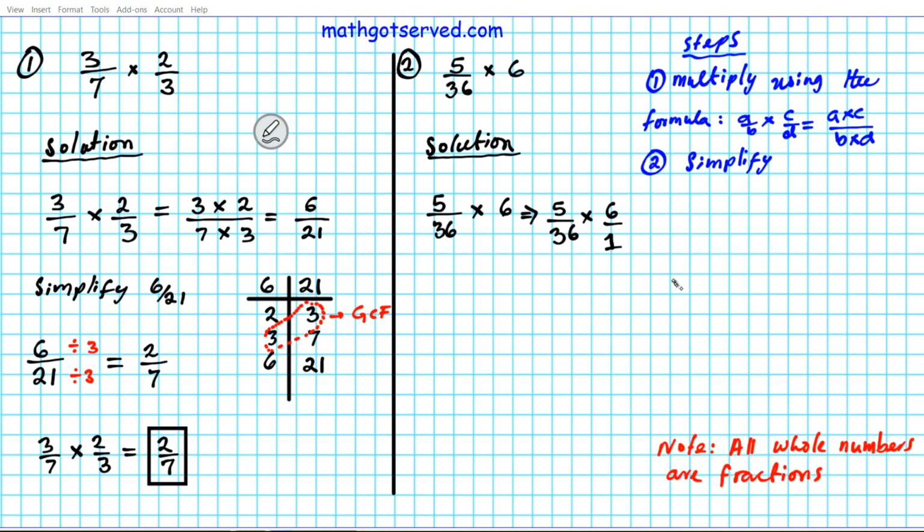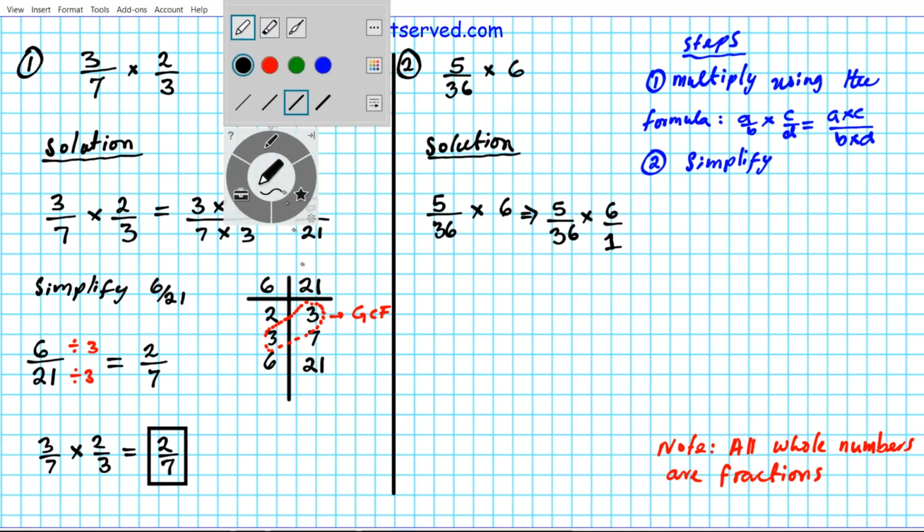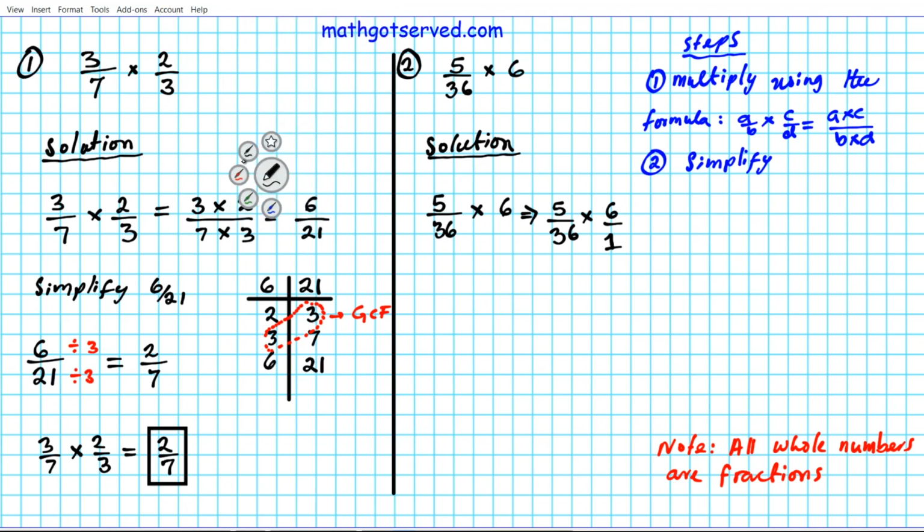Okay, so now that we've expressed our second number as a fraction, now we can use the formula that we talked about, okay? So note that our original multiplicand was a whole number, but we converted it into a fraction just by dividing it by 1. Okay, so now let's go ahead and apply the formula.